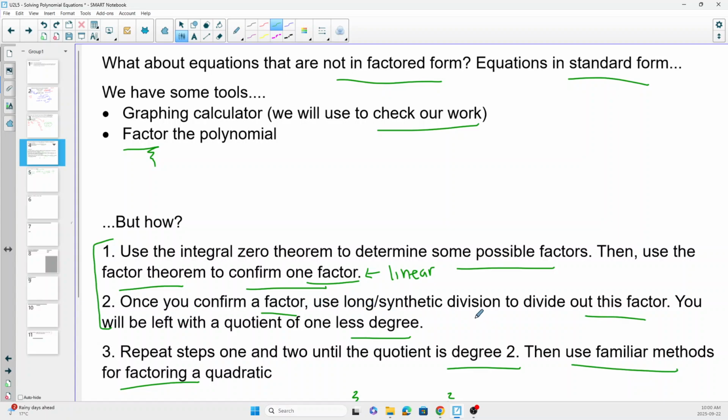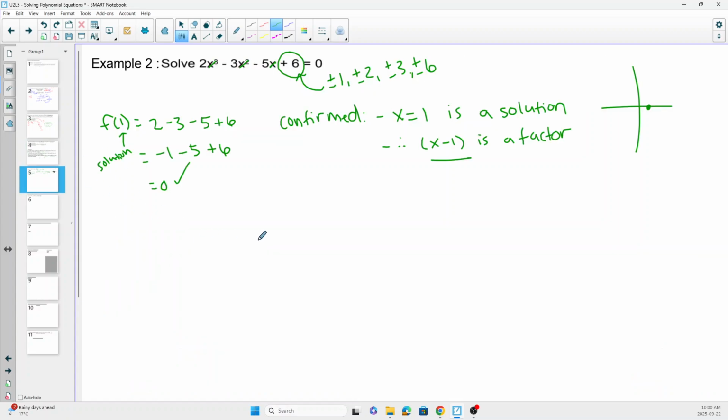Now we will use synthetic or long division to divide out this factor. So this is step 1. Step 2. Now, when you use synthetic division, the number that goes on the outside is the solution, not the factor. So it's a 1 over here. And then I have a 2, a negative 3. And I always want to make sure I have all descending powers. So I have power 3, power of 2, power of 1, power of 0. So that's all good. So I've got 2, negative 3, negative 5, and 6. This is a little overkill over here. We'll save ourselves some space.